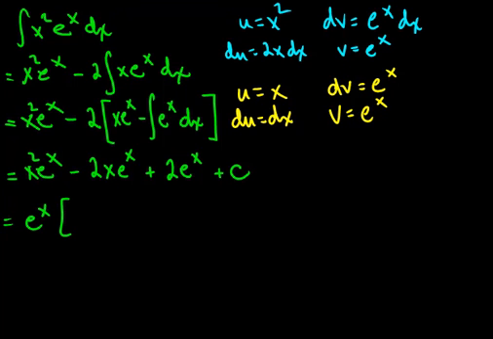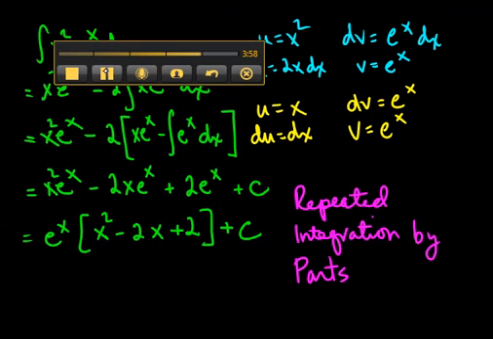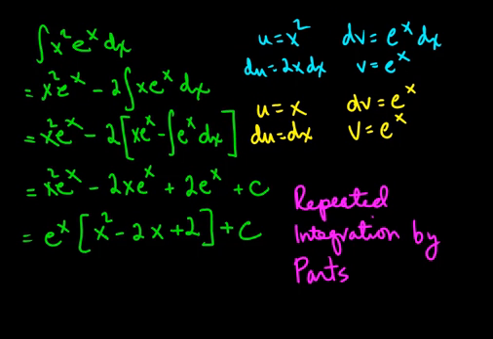Sorry, I just noticed that in the first term I should have had x squared there all along. So when I factor out the e to the x, I'm going to be left with an x squared, and that brings us to the end of that. So this is an example of the repeated integration by parts, and that's going to be the end of that video.